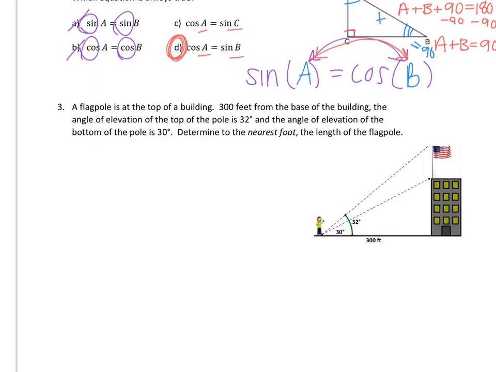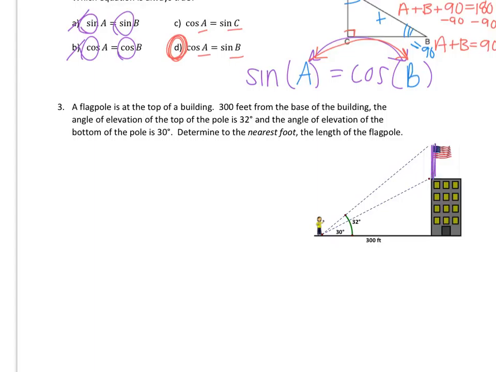Number 3, we've got a flagpole at the top of a building, 300 feet from the base. The angle of elevation to the top of the pole is 32 degrees, and the angle of elevation to the bottom of the pole is 30 degrees. Determine to the nearest foot the length of the flagpole. So we're looking for this length up here.